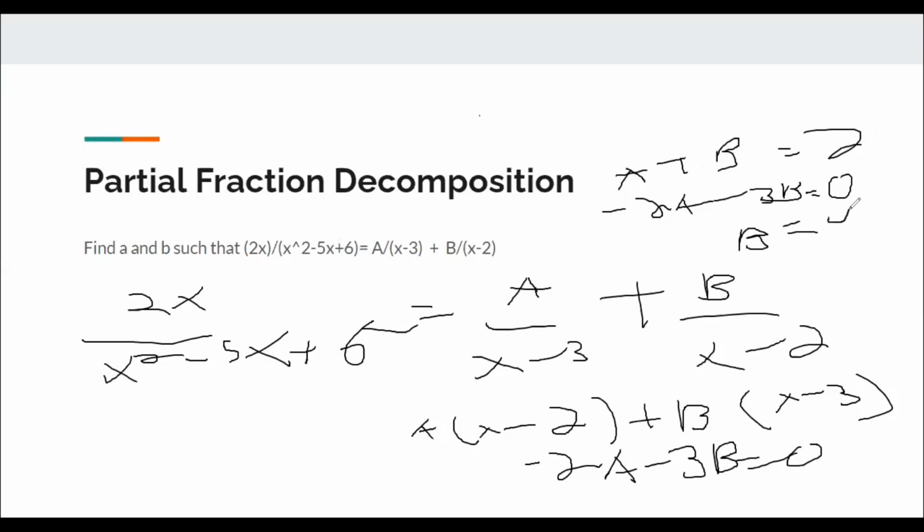Wait, no, wait. Negative b is equal to 4. That's what I meant to say. So b is equal to negative 4. And then a is going to be equal to 6. So that's the partial fraction decomposition technique.